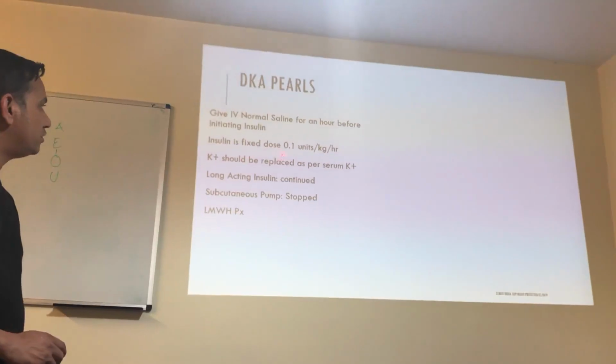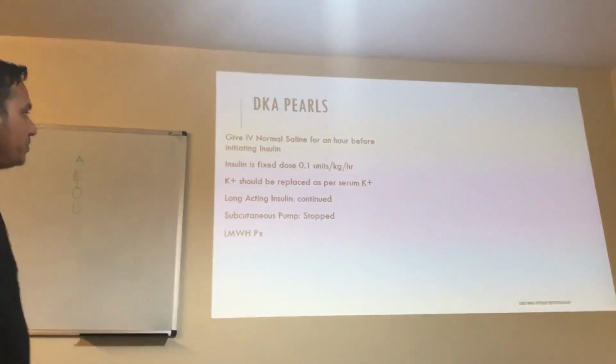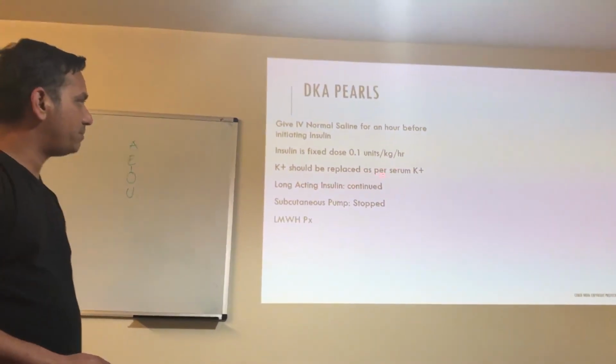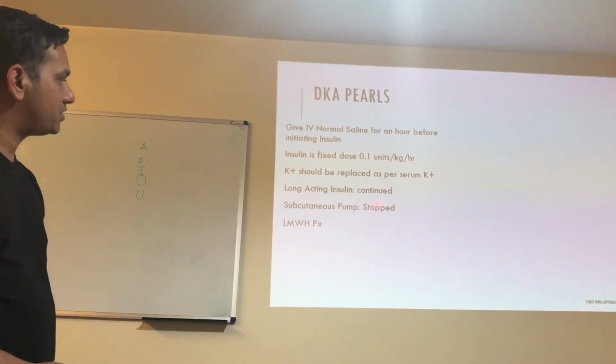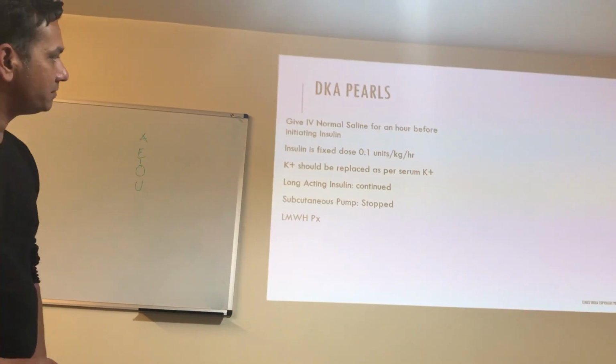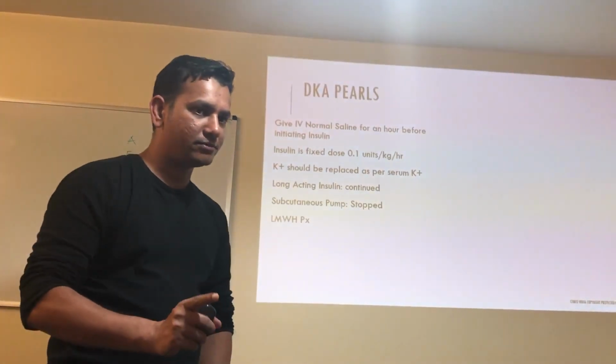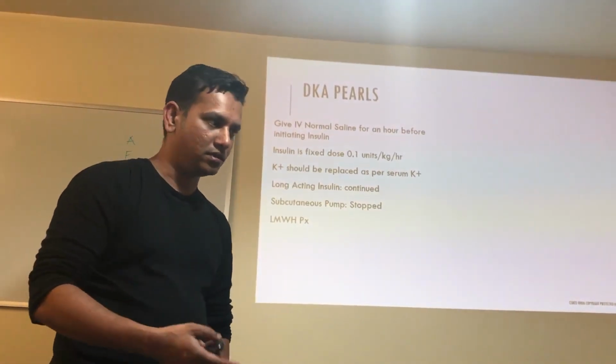As I said, insulin dose is no boluses, 0.1 units per kg per hour. Potassium should be replaced as per serum potassium. Long-acting insulin continued, subcutaneous pump stopped, low molecular weight prophylaxis. All of us should do low molecular weight prophylaxis in the ED. It should start early.